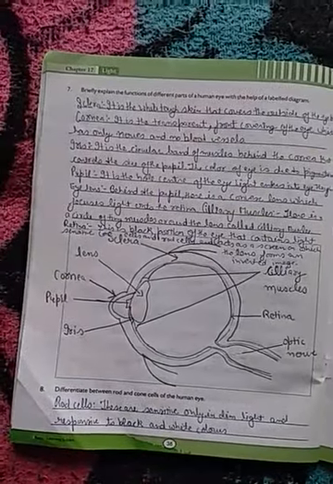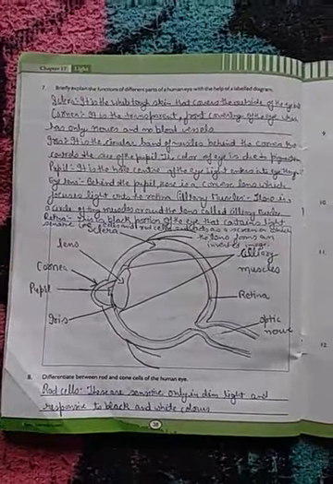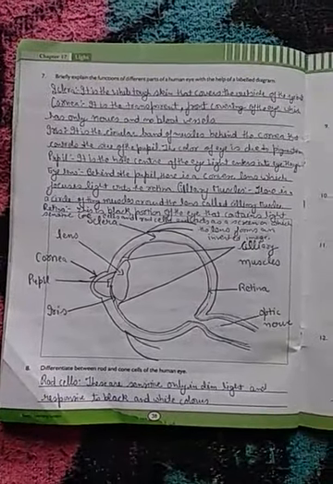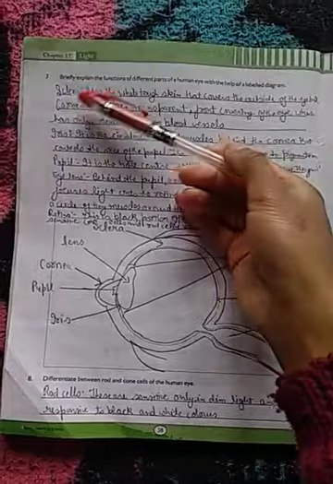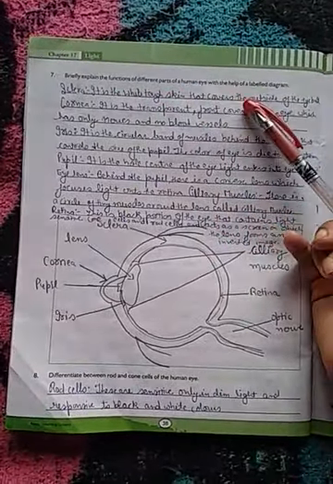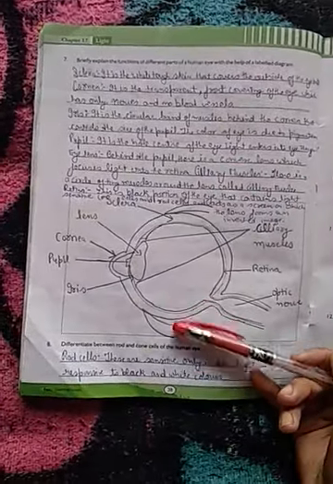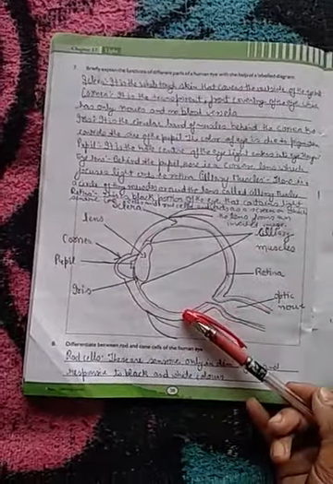Let's discuss question number 7, 8, 9, 10, 11 and 12 of chapter 17, Light, on page number 38 and 39. Question number 7 is: briefly explain the functions of different parts of the human eye with the help of a labelled diagram. In the previous class, we have discussed the human eye and its parts.